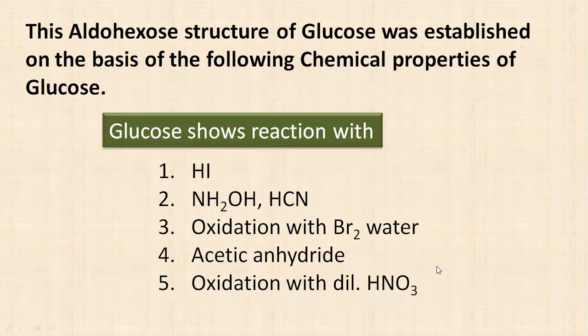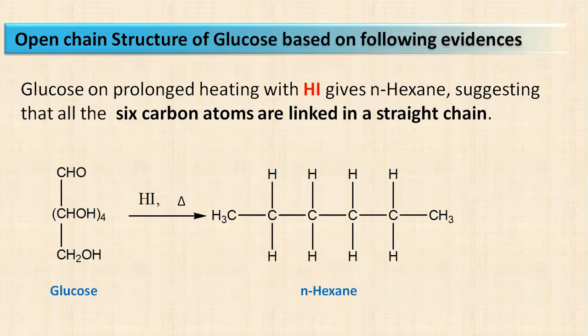The aldohexose structure of glucose was established on the basis of the following chemical properties of glucose. Glucose shows reactions with hydrogen iodide and NH2OH·HCl. So first we see the reaction of glucose with hydrogen iodide, as these reactions explain the open chain structure of glucose.